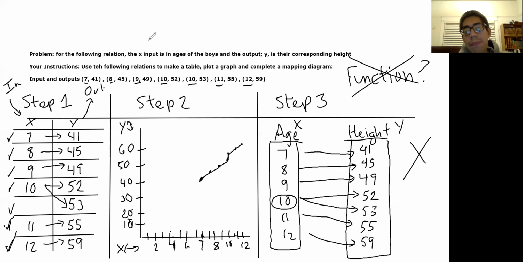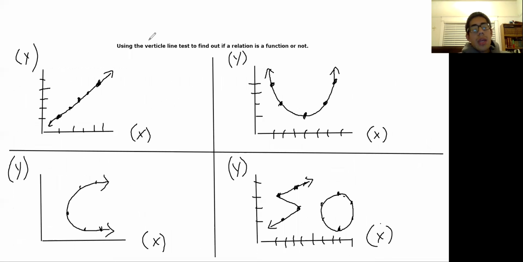No, it's not, because of this situation that's going on here. That x has 2 y's and that can't happen. However, if that x was only paired up with either the 52 or the 53, and there was a different x that was paired up with the other one, then it would be a function. Okay, so what happens if you don't have numbers?